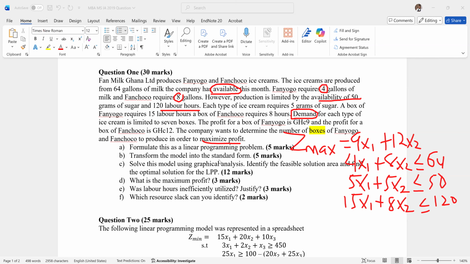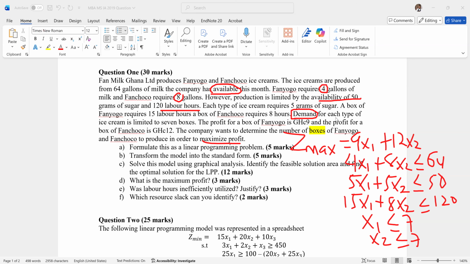So the final equation, I just want to move quickly away from here. The final equation is supposed to be, the demand constraint is supposed to be x1 less than or equal to 7, and then x2 less than or equal to 7. And then you can add your non-negativity constraint. This is it. Any questions? Yes. Please, can you explain why that is so?